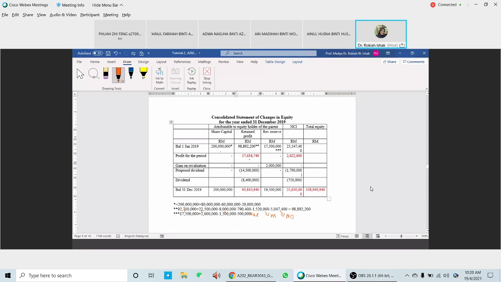And then profit for the period for the parents here. And then proposed dividends, refer back to the journal entry, and then dividend paid here. Okay, so at the end you have 93.